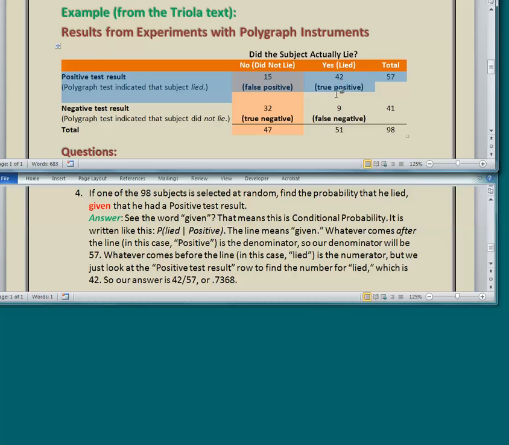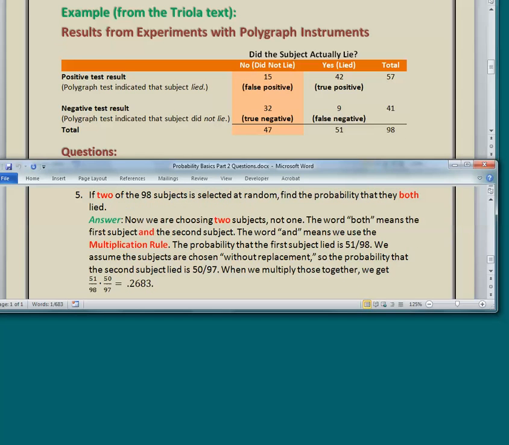So when we're all done, our answer is the 42, which is the number who lied out of the positive test results, over the total of the positive test results. So this 42 over this 57. There you go. That's 0.7368. And now the fifth and final question.